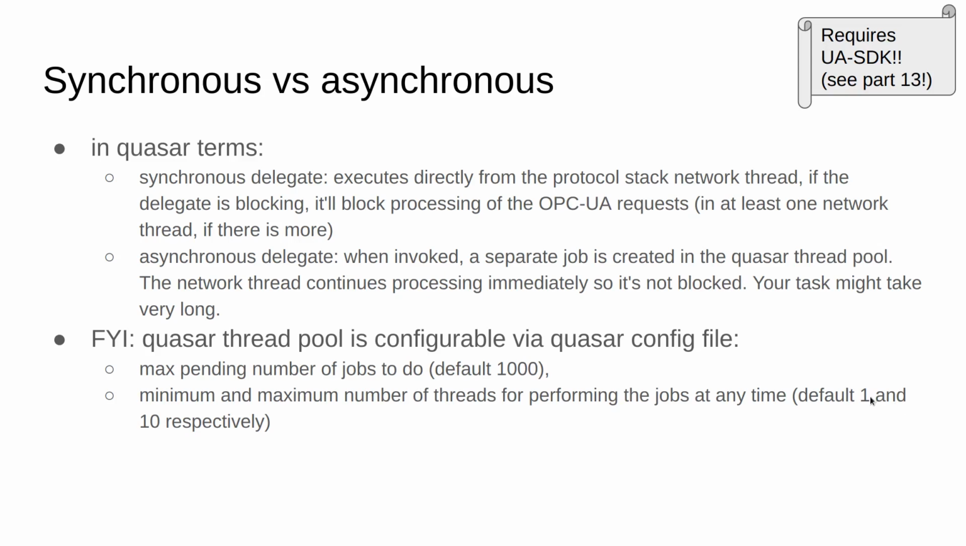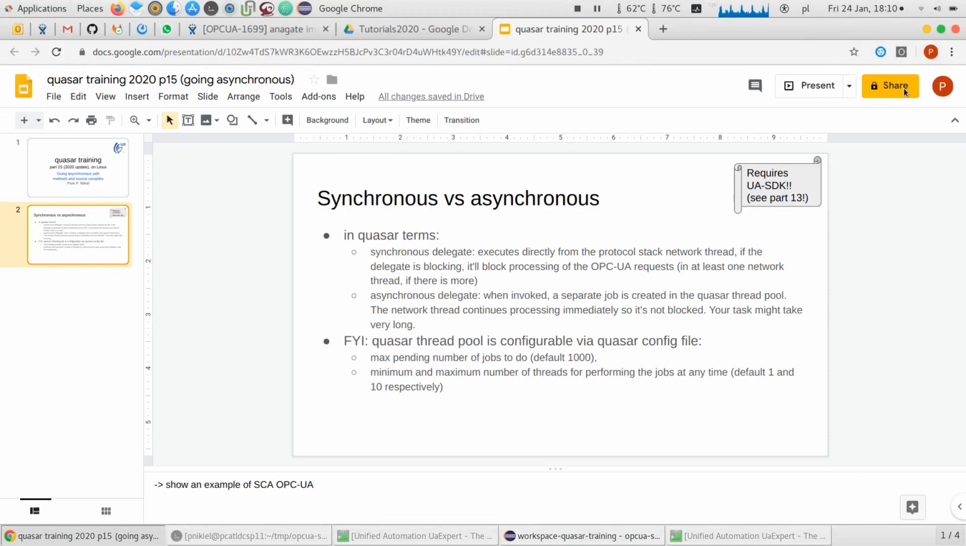One more message: this exercise can only be done with UA SDK, so if you want to obtain the evaluation version, you can learn how to do that in part 13, and if your company has a license, or if you have a license for UA SDK, then of course in part 13 you can also see how to profit from the license.